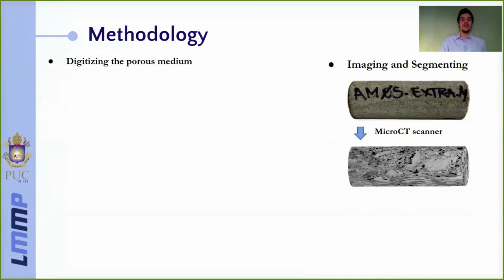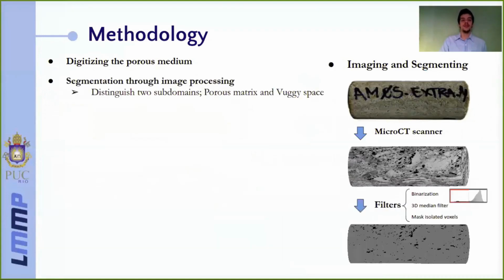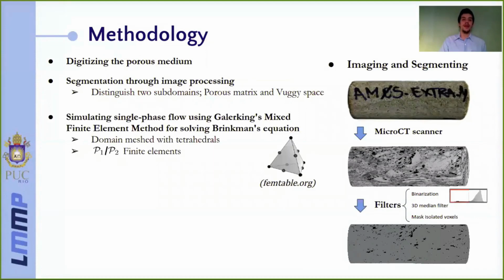So, the methodology begins by acquiring high-resolution images using computed tomography. Afterwards, the volume image needs to be segmented in order to fit the simulation constraints. Here, we are distinguishing two subdomains, the porous matrix composed by micropores and rock grains, and the Vuggy space composed by macropores. Then, a subvolume of the final segmented image is subjected to a single-phase flow simulation using the finite element method for solving Brinkman's equation.